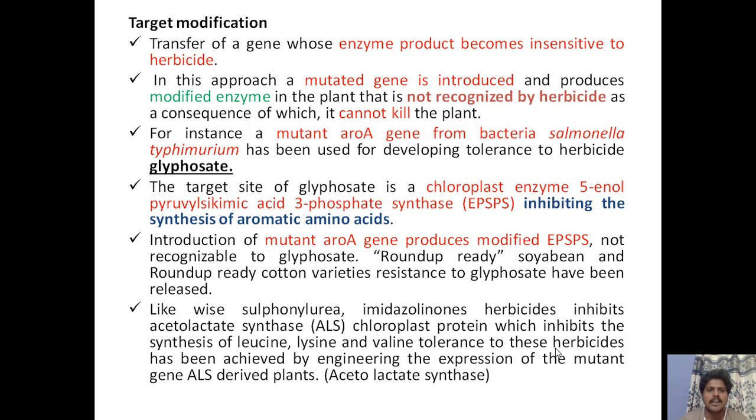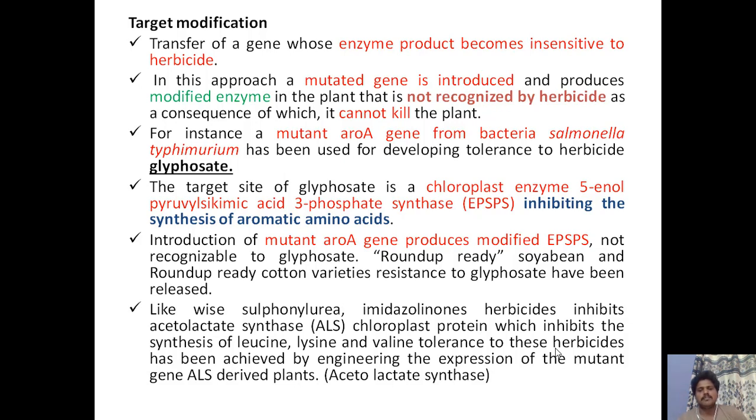For instance, the mutant AROA gene from the bacterium Salmonella typhimurium has been developed for tolerance to the herbicide glyphosate. The target site of glyphosate is the chloroplast enzyme 5-enolpyruvylshikimate-3-phosphate synthase, shortly called EPSPS, inhibiting the synthesis of aromatic amino acids. Introduction of the mutant AROA gene produces a modified EPSPS, which is not recognized by glyphosate, and hence it provides herbicide resistance. The best example is Roundup Ready soybean, which provides resistance to glyphosate.